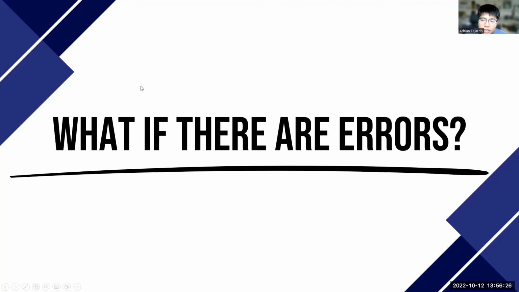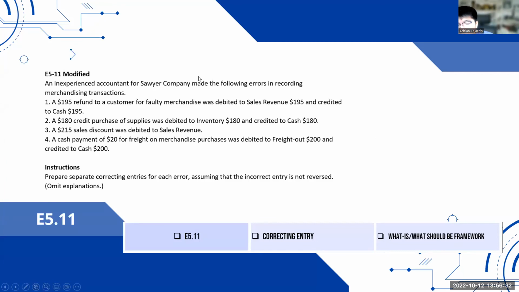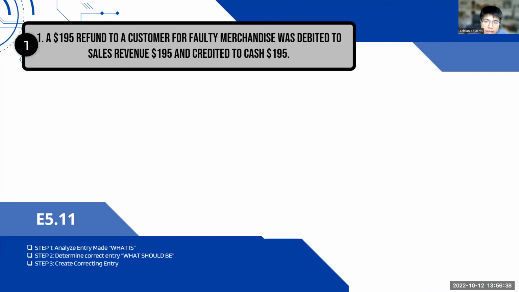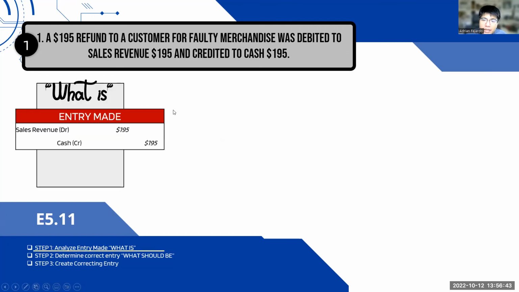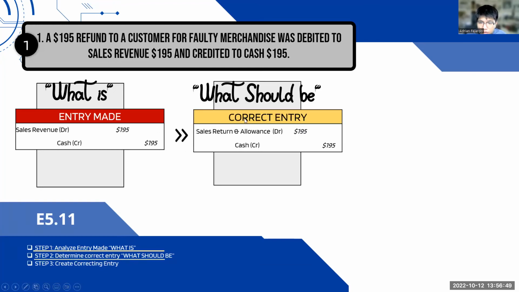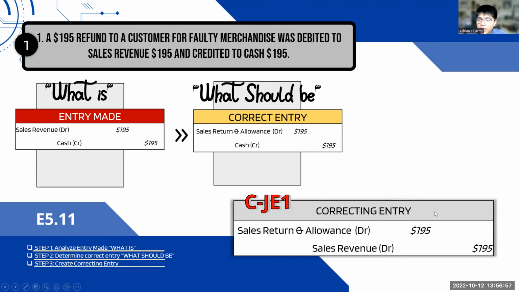So the next question that we ask is, what if there are errors? So 5.11 discusses kung merong errors. And again, for correcting entries, we just have to follow the what is, what should be framework. So here, what is, basically, they made an entry of debit sales revenue, credit cash, when in fact, what they should have done was use sales return allowance as a debit. Therefore, our correcting entry is just very straightforward, which is debit your sales return allowance and then credit your sales revenue, which was the incorrect account, right? So this would be your correcting entry.